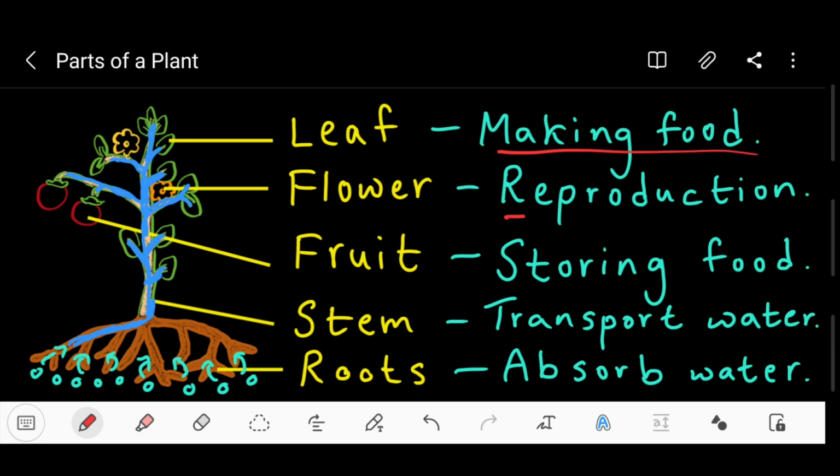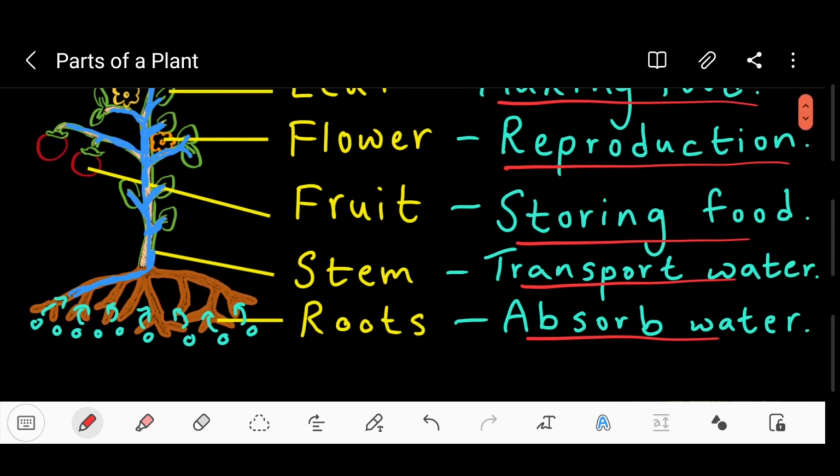So these are the main functions of the parts of a plant. We should also not forget that not only does roots absorb water, it also involves in anchoring the plant to the ground.